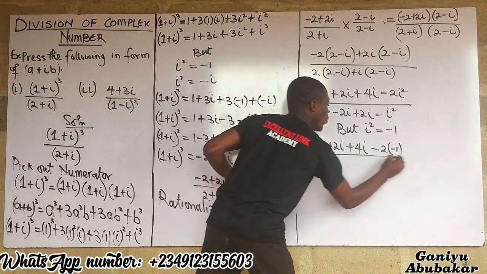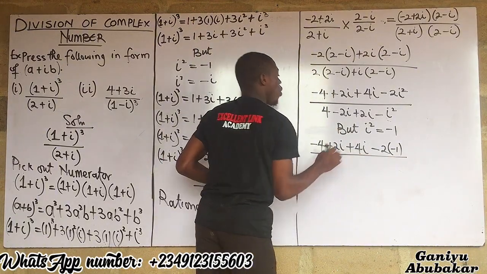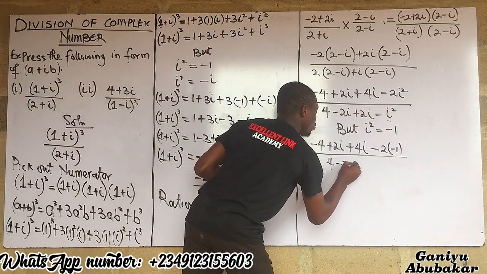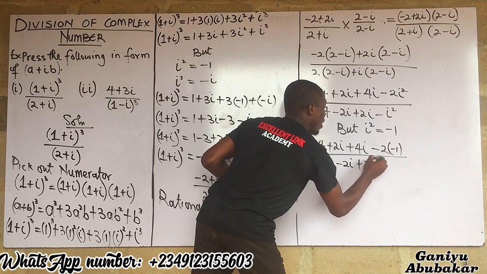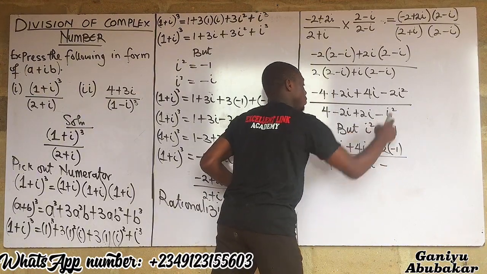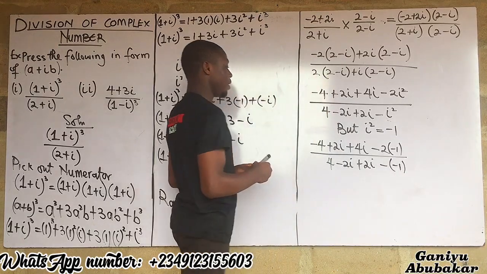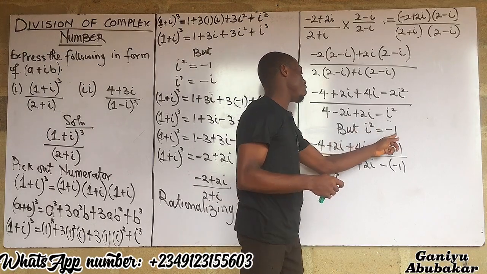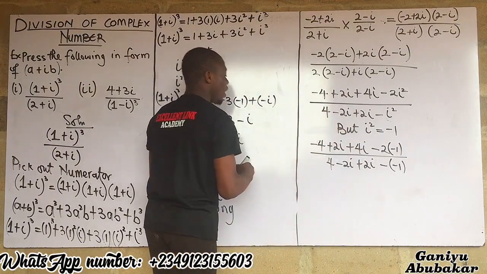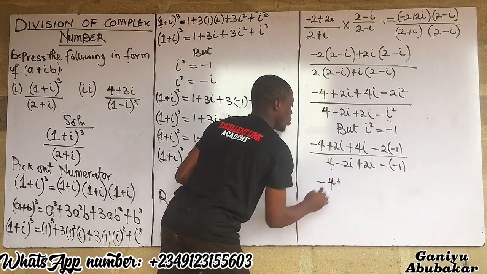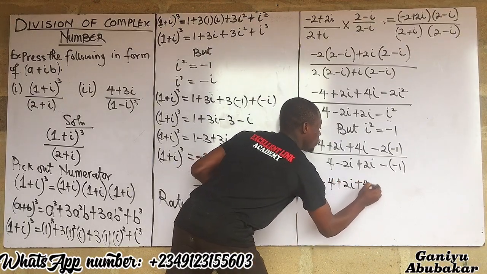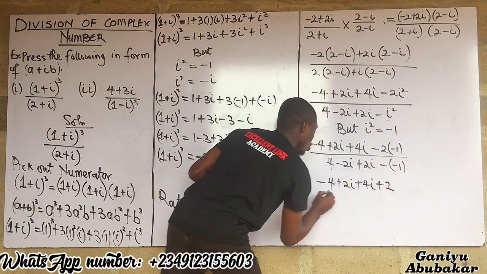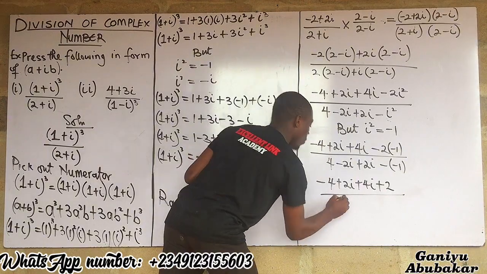So all over, this is 4. Of course, observe here, I have minus 2i, next up, plus 2i minus i squared, we said is what? Minus 1. After substituting i squared with minus 1, I have this here. Simplify this better, I'll have minus 4 plus 2i plus 4i minus, we give plus, 2 times 1 we give 2. So all over, this is 4.